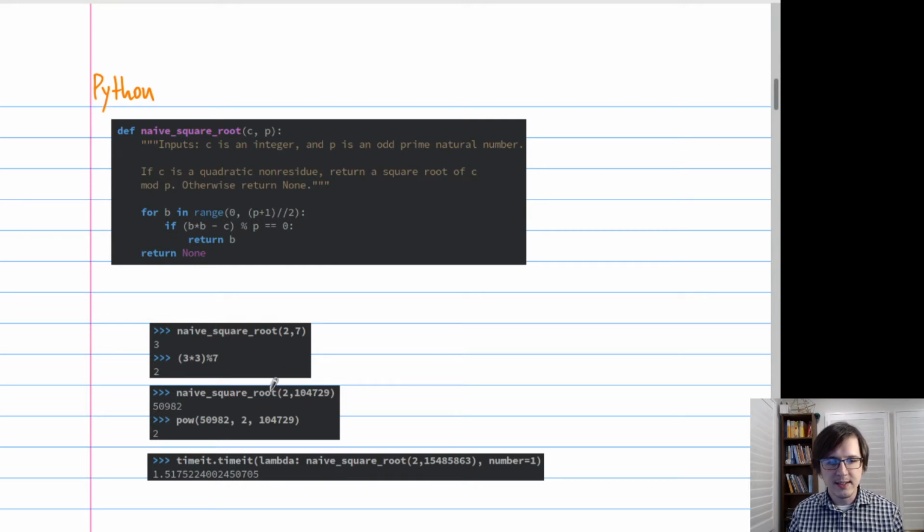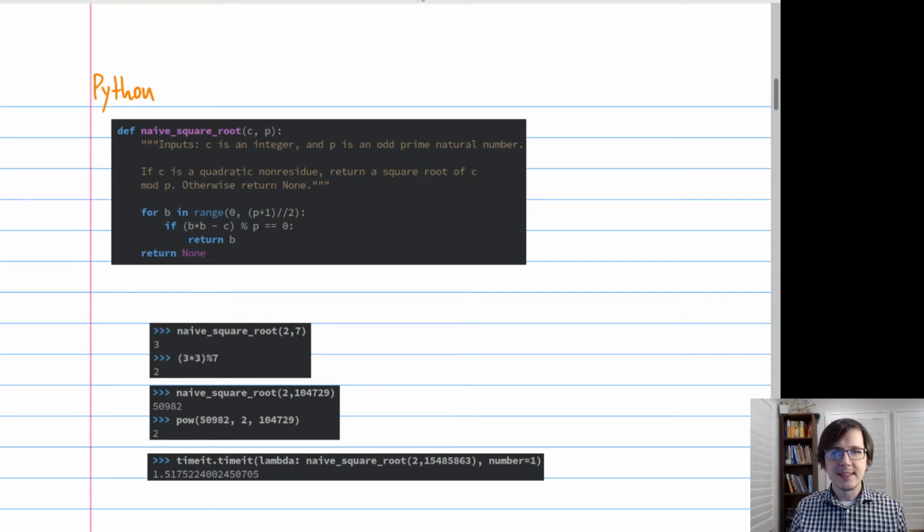Or for a larger example, getting the square root of 2 modulo, I think this is the 10,000th prime number, something like that. Well, it gives it, and Python also has this nice function, which is taking a number, raising it to a power modulo another number. So it's actually doing 5982 to the power of 2 modulo whatever the other number is. And so it's 2. Great.